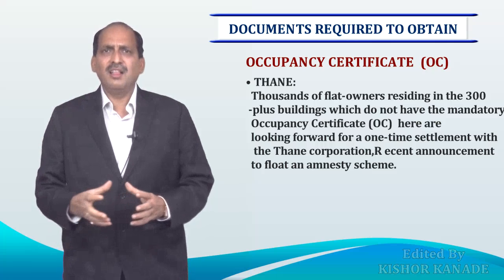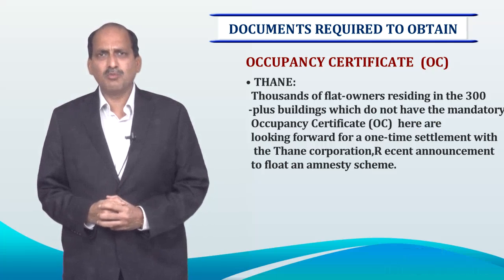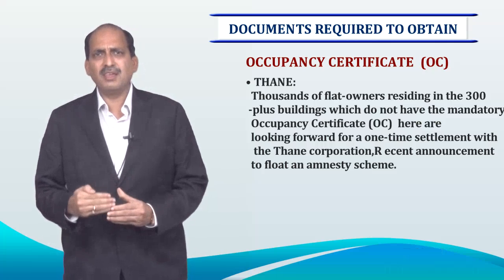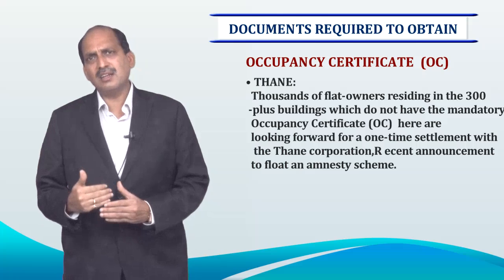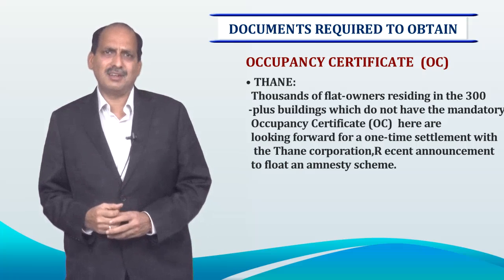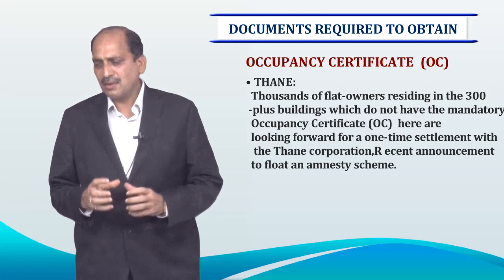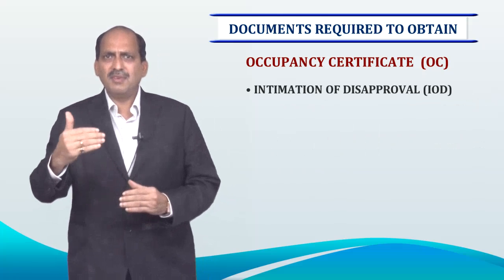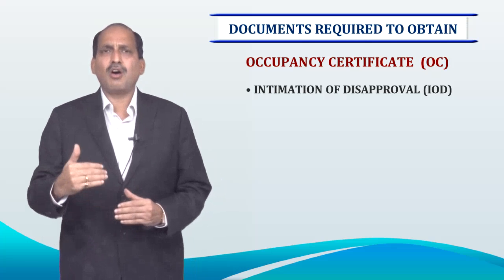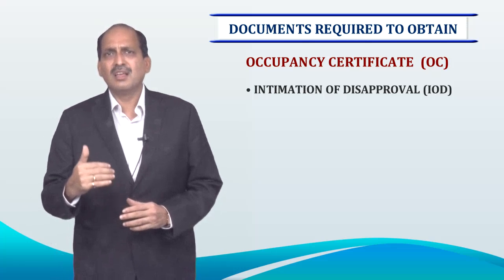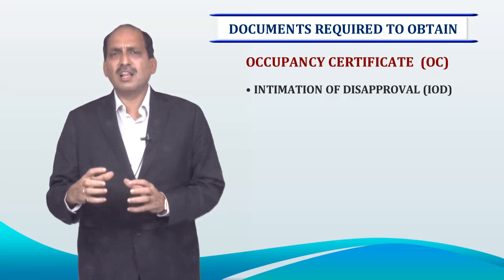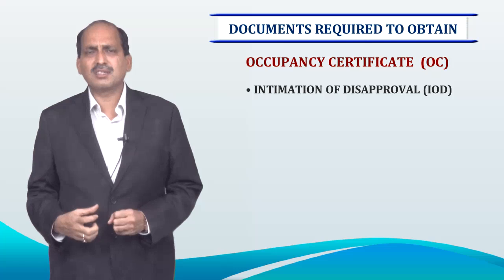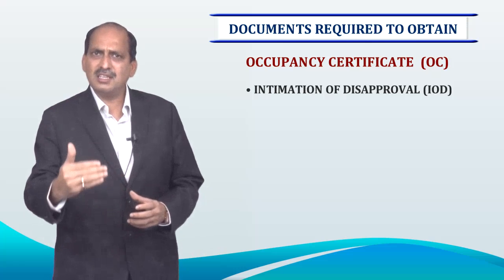Now in Thane there is already an amnesty scheme going on for a person to obtain the occupation certificate by paying certain penalties. Now let us understand, in order to obtain an occupation certificate, what are the documents required? The first and the most important document required is the intimation of disapproval, which has a lot of conditions, or the LOI, that we call the letter of intent, which is the letter of approval given by the planning authority along with various conditions, along with the approved plan.